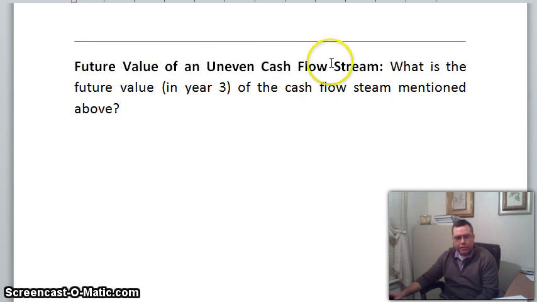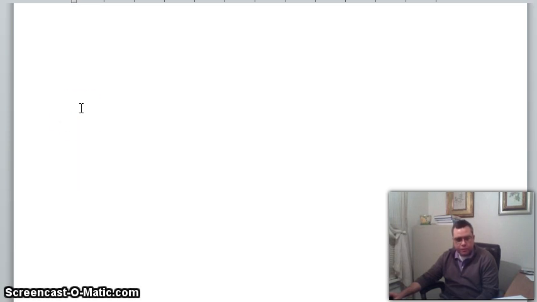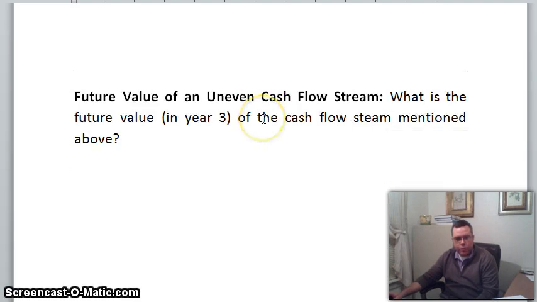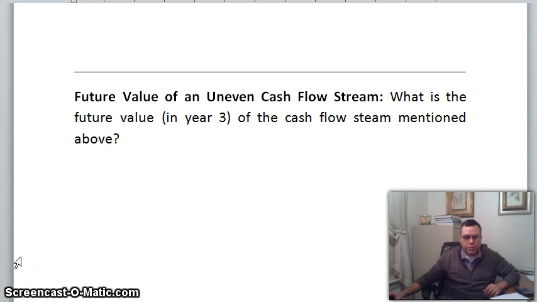Future value of an uneven stream of cash flows. What is the future value in year 3 of the cash flow stream mentioned above? So we're going to use these same cash flows, but we don't want the present value, we want the future value. In other words, what if we were asking the question: if I were to put in $100 in year 1, 500 in year 2, 1,000 in year 3, how much would I have at the end of 3 years?